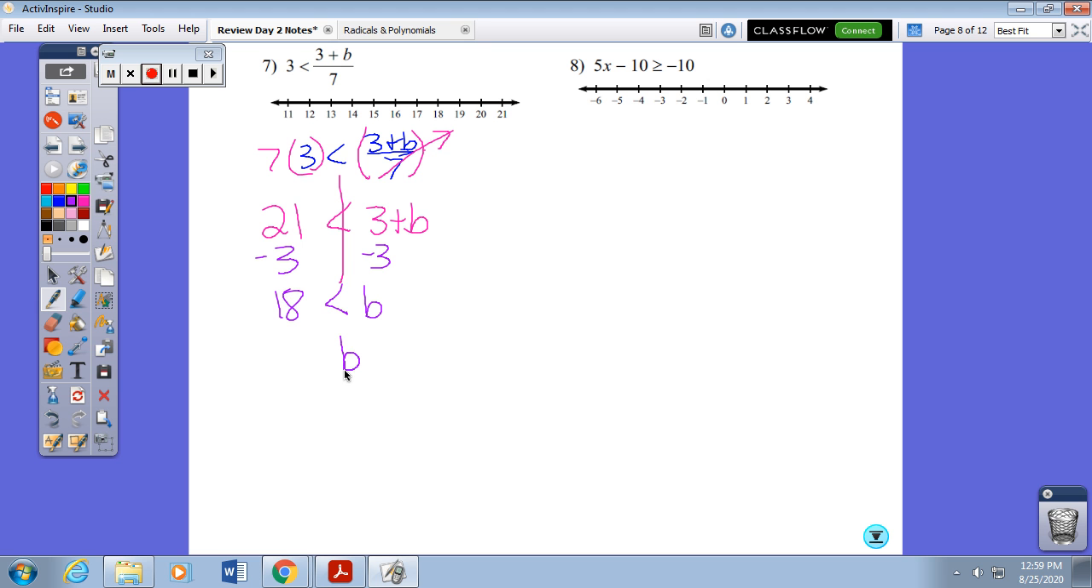I'm going to rewrite it. b, flip my sign over if I'm rewriting it. I only flip the sign over if I'm rewriting it, or multiplying or dividing by a negative, but I kept everything else the same here.